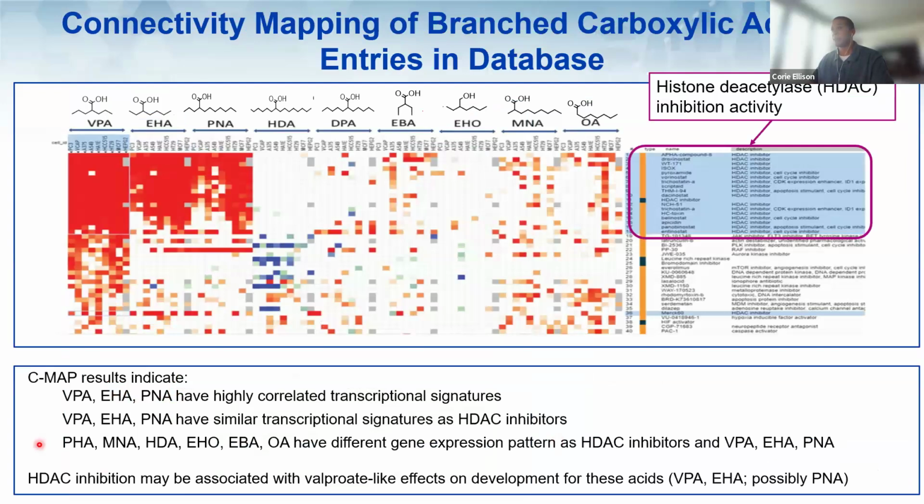So we also did this CMAP analysis across all of our case study chemicals and observed several different results. First, the transcriptional profiles of valproic acid, which is VPA, ethylhexanoic acid, and propyl nonanoic acid were all highly correlated. You can see where all the red aligns. These chemicals also had transcriptional signatures that were very similar to HDAC inhibitors. Lastly, we saw that some of the other case study chemicals shown here across the graph had transcriptional signatures that were different from the HDAC inhibitors and also different from valproic acid, ethylhexanoic acid, and PNA. As a result of this data, we began to investigate whether HDAC inhibition could be associated with valproate-like effects on development.